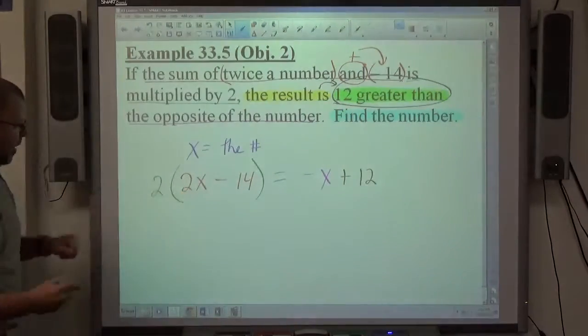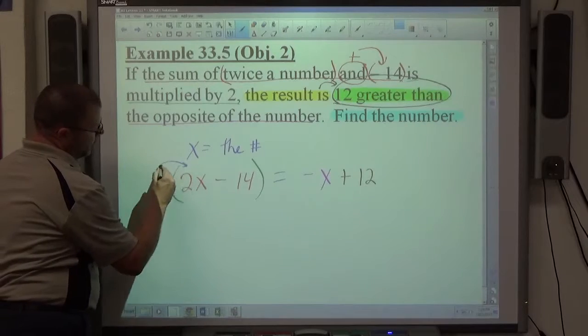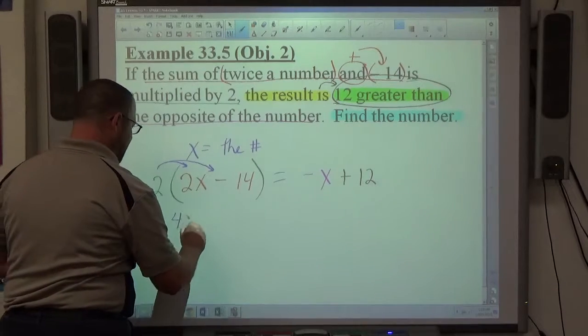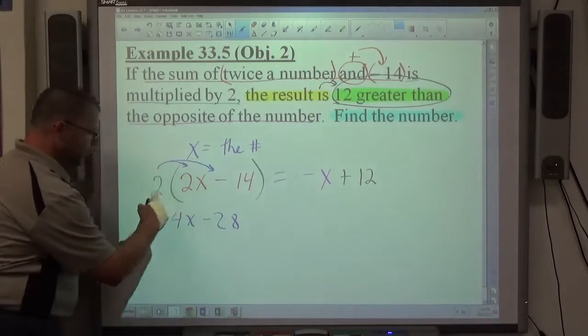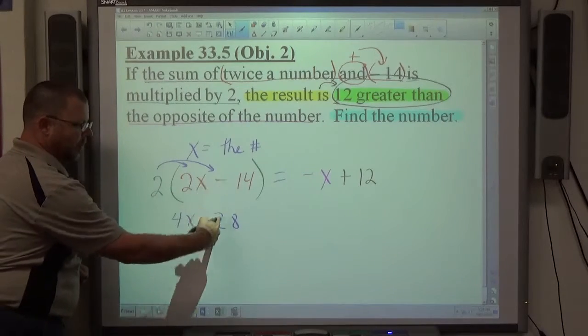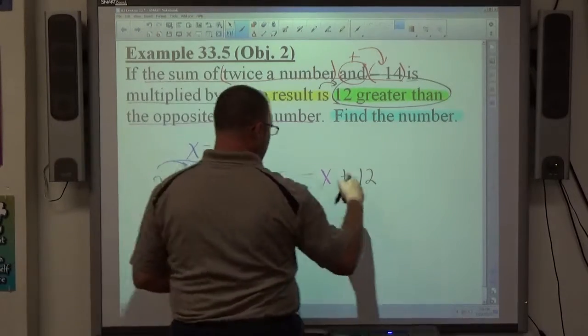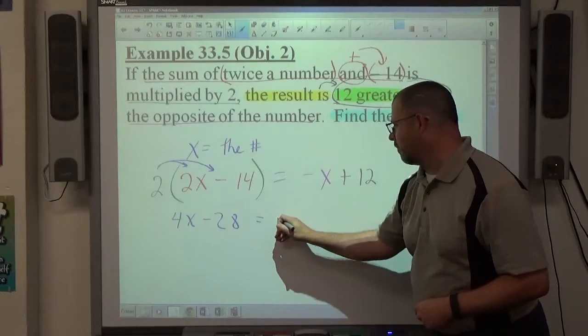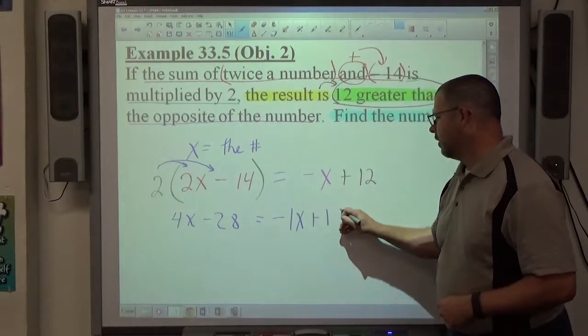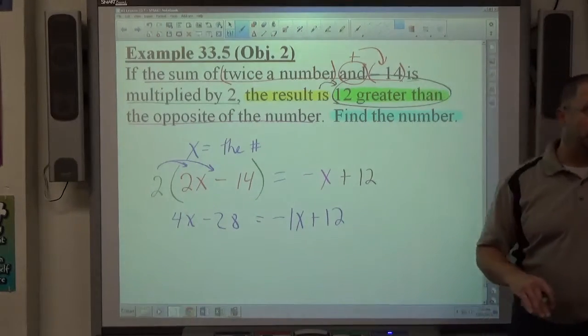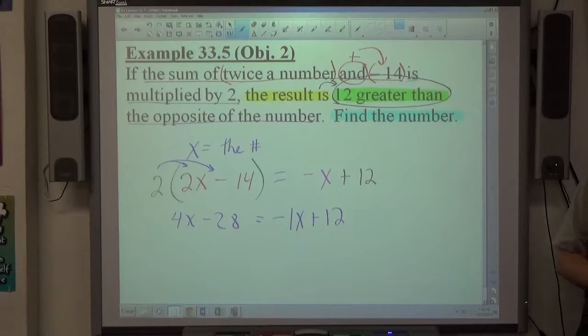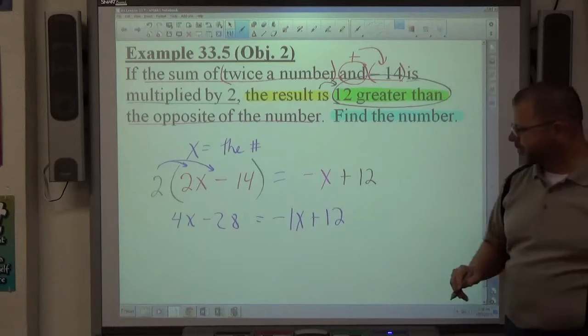This side can be simplified. I'm going to distribute 2. That gets me 4x minus 28. 2 times 2x is 4x. 2 times negative 14, negative 28. Over here, negative x plus 12. I'd probably again write negative 1x plus 12. Till you get to the point where you know that 1's there every time and you're not accidentally leaving it out occasionally, I'd put that 1 every time.